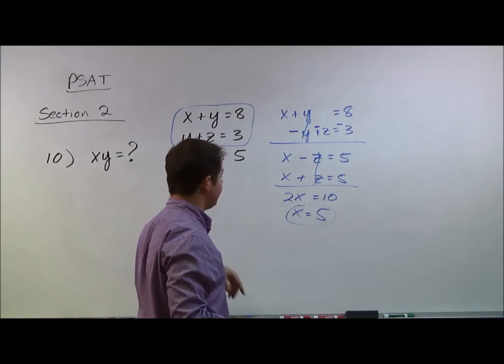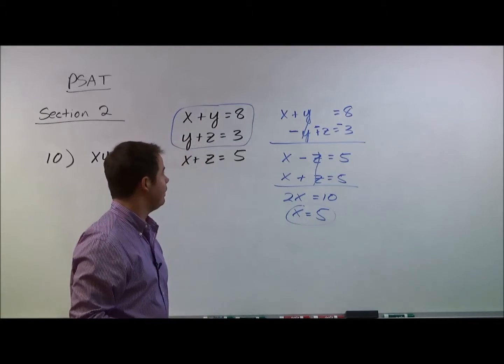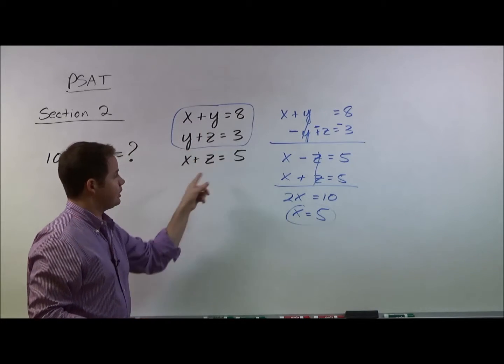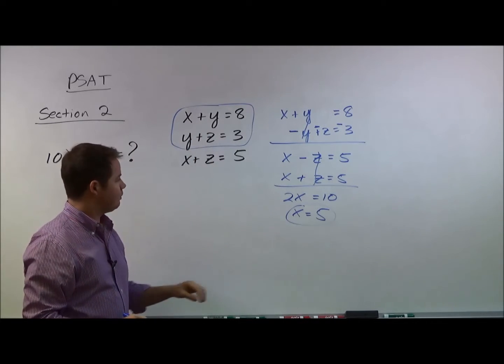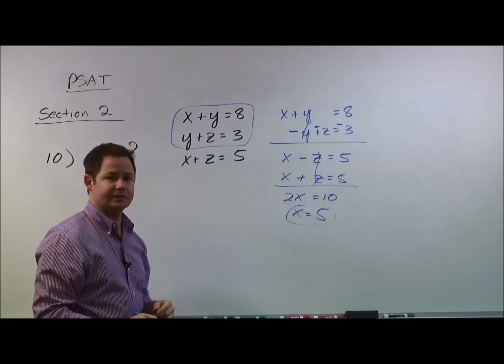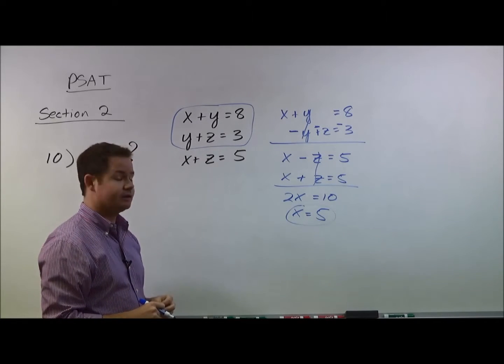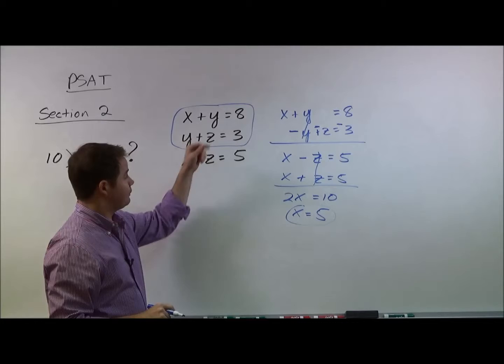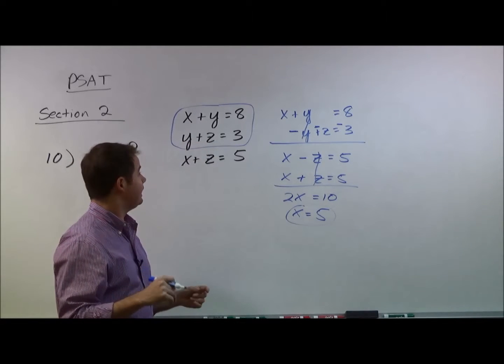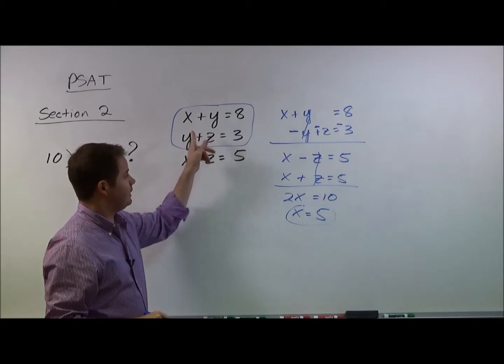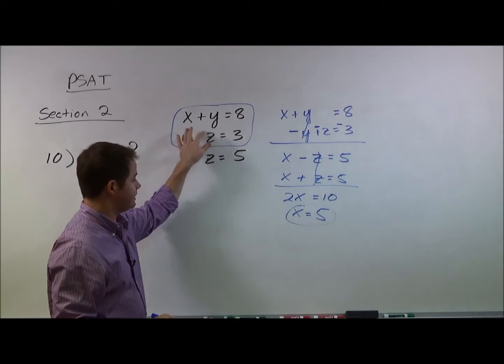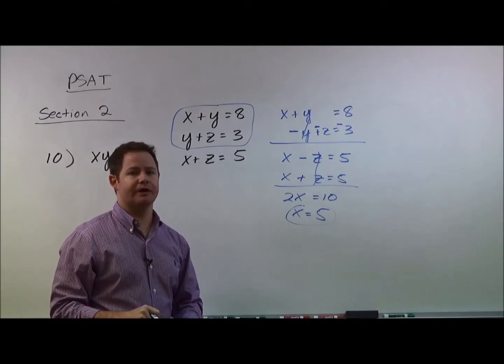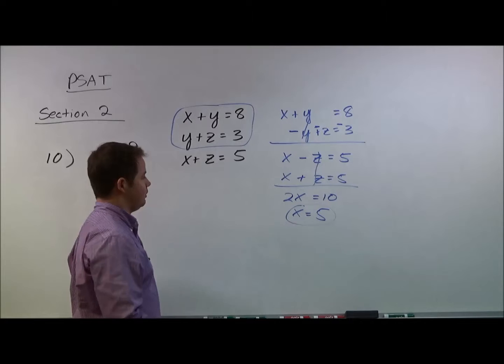To find x times y, we now know x, but we have to figure out y. So which of these three equations from the original do you think we would want to plug that value in for x to see if we could figure out y? So either of these first two equations would have a y in it. However, we want to pick this first one because the first one has x, which we now know a numerical value for. So we're going to use that first equation there.